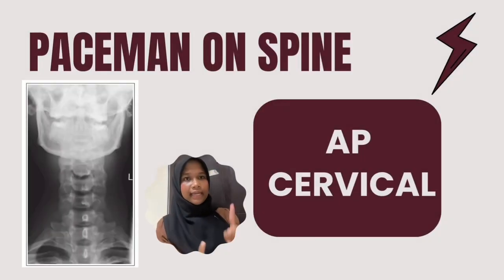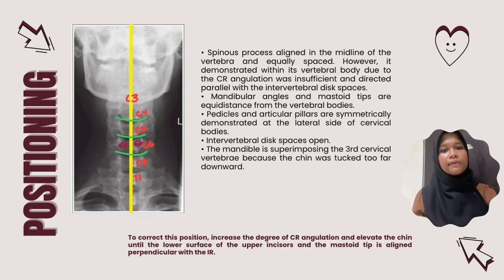Welcome back guys. Another day, another image critique. So I'm going to do a PACEMAN method on the spine, which is AP cervical. For the positioning, the first one: spinous process aligned with the midline of the vertebra and equally spaced. However, it's demonstrated within its vertebral body due to the central angulation was insufficient and directed parallel with the intervertebral disc space.